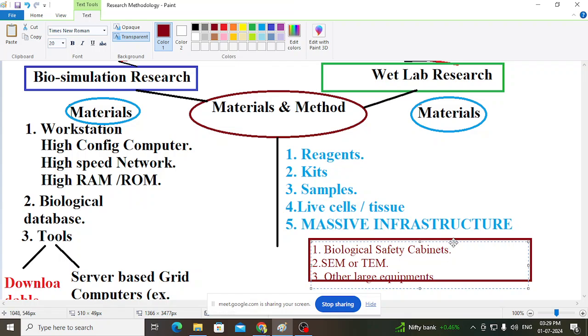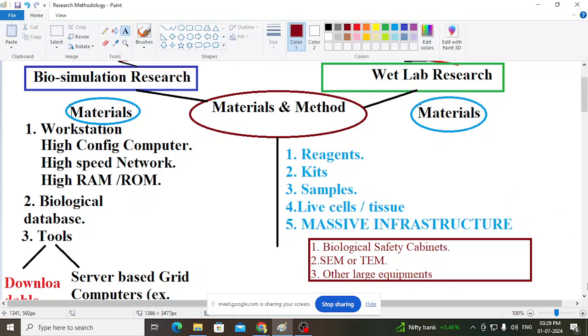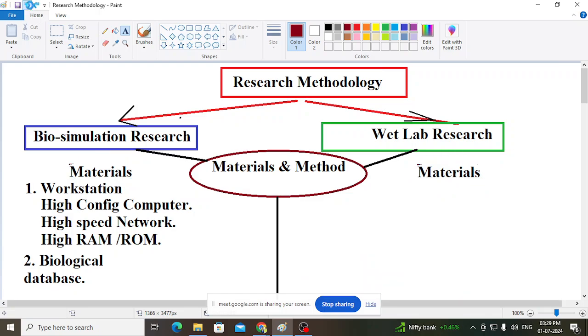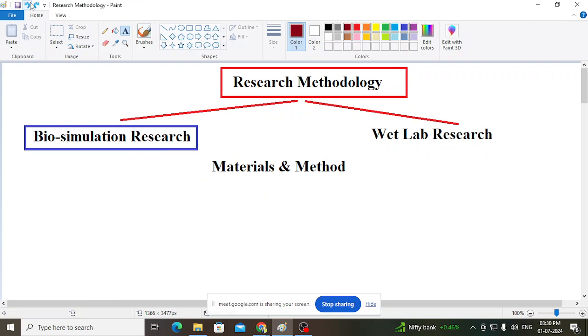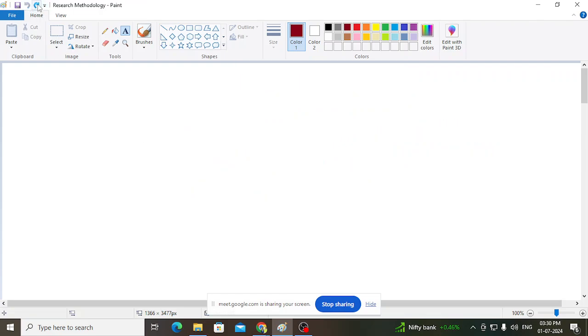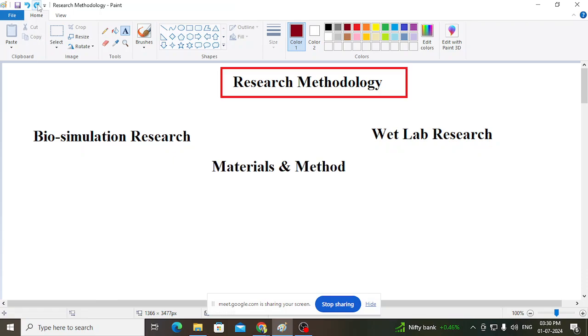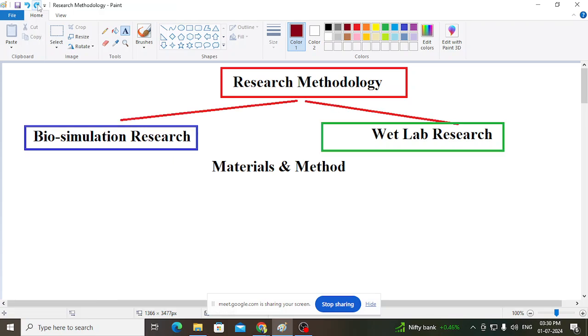These are all needed in wet lab research. So what is the comparison? In wet lab research you need to have multiple different things. If we recapitulate a bit, we are talking about research methodology. This research methodology has two different types of research: biosimulation research and wet lab research. Both of these kinds of research need some materials and methods.